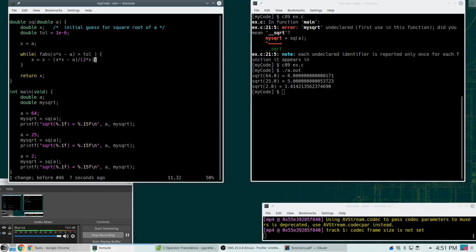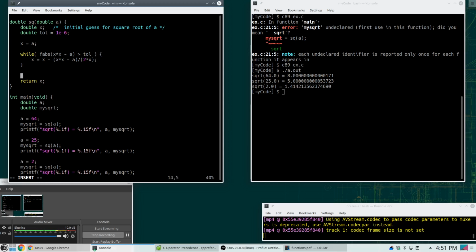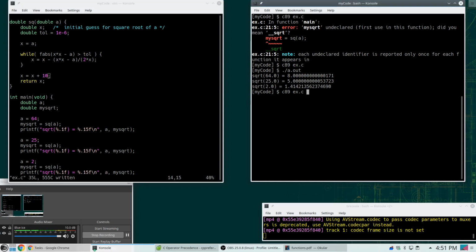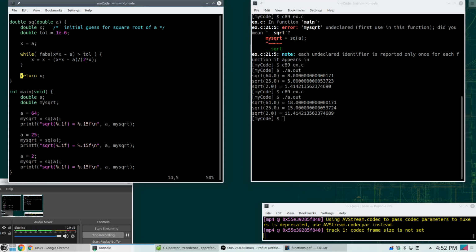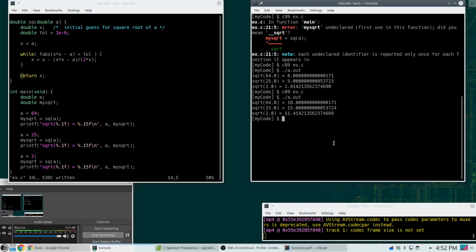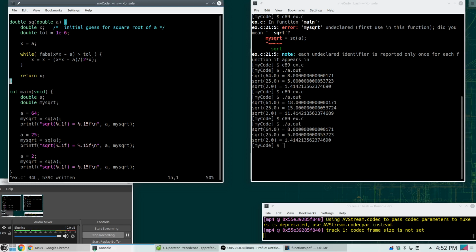This actually would be self-correcting in a sense, because it would go back and keep trying to fix it. But let's say that what we have here then is we say x is equal to x plus 10, just to make it obviously wrong. Notice they all are 10 greater now, because I changed it in one place. So that's a mistake. So now I come back and fix that mistake, and get this.